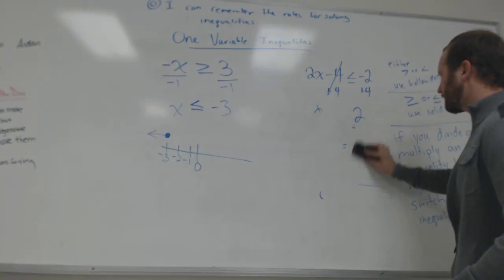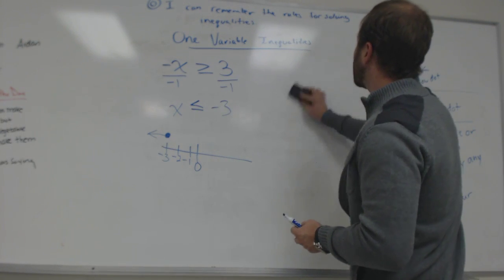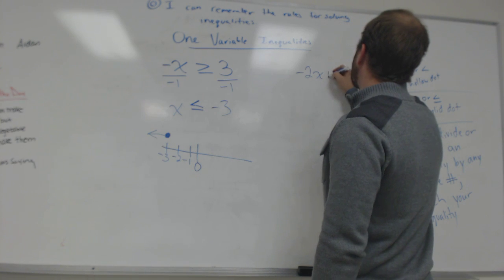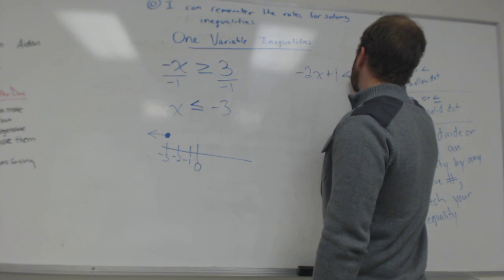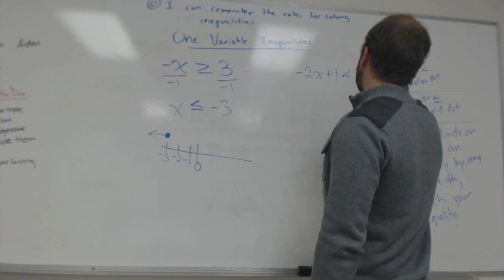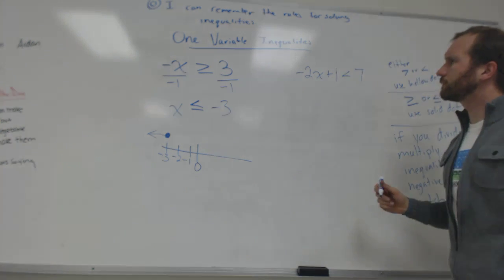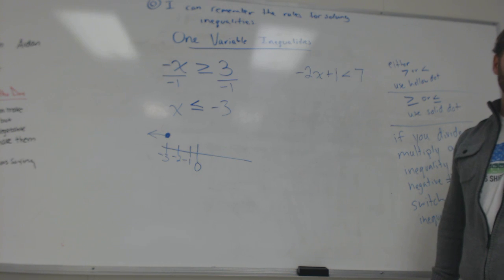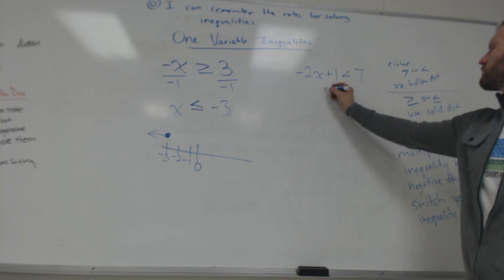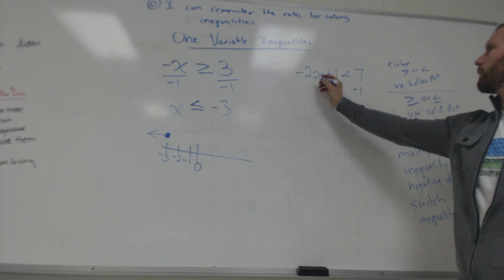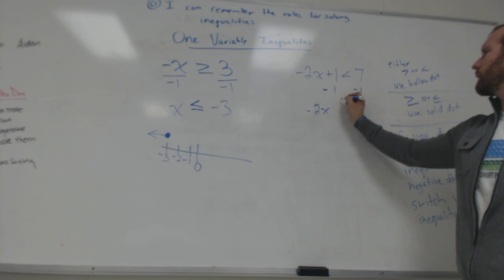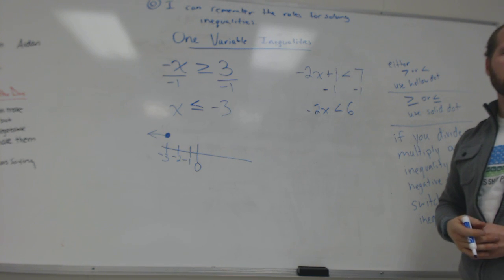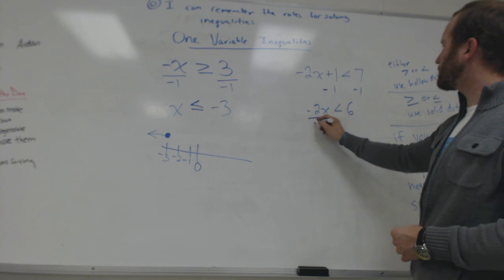Now let's do one more example like that. -2x plus 1 is less than 7. First step. Subtract 1 from both sides. -2x is less than 7 minus 1, which is 6. Okay? Divide both sides by -2.